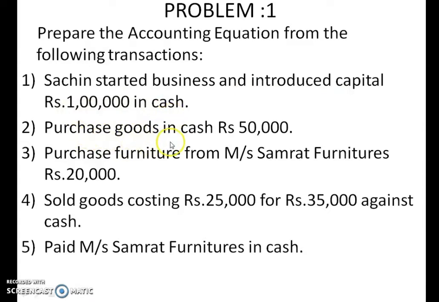Second, purchase goods in cash rupees 50,000. Third one, purchase furniture from Messrs. Samrat Furnitures rupees 20,000. Fourth, sold goods costing rupees 25,000 for rupees 35,000 against cash. Fifth one, paid Messrs. Samrat Furnitures in cash. So these are the problem. This is the question and you have to solve it in the accounting equation form. So let us solve the problem.